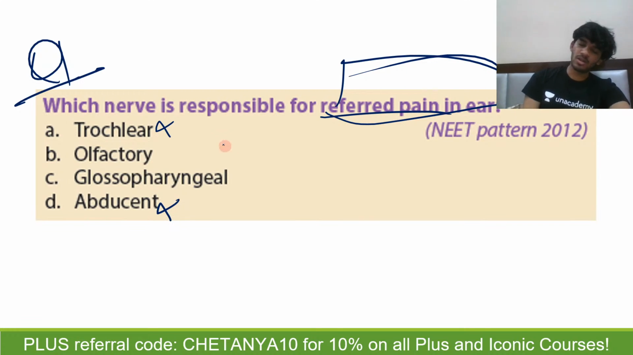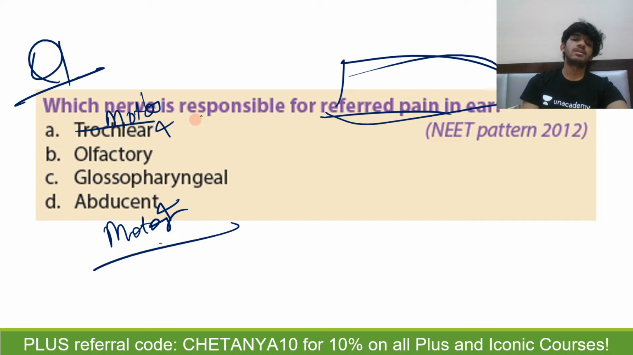So it has to be a mixed or a sensory nerve. It cannot be a motor nerve. Remember, trochlear and abducens nerves, they are purely motor nerves. They don't have much of a sensory supply.